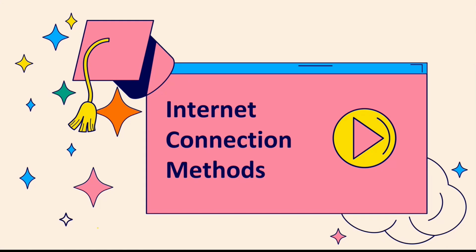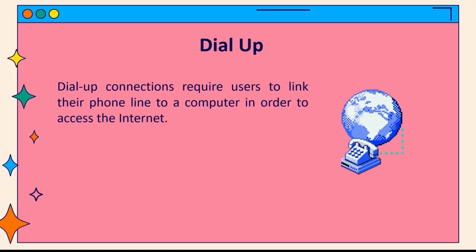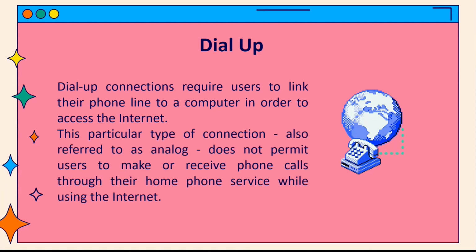There are several ways that we can use to connect to the Internet. The first way that I want to mention is dial-up. Dial-up connections require users to link their phone line to a computer in order to access the Internet. This particular type of connection, also referred to as analog, does not permit users to make or receive phone calls through their home phone service while using the Internet.